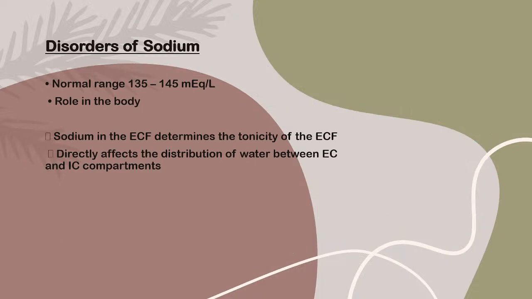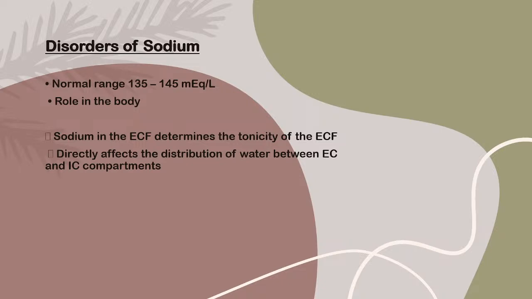Now we would be discussing these basic electrolytes. First of all, we would be discussing sodium. The normal concentration of sodium inside the body is around 135 to 145 milliequivalents per liter. So the normal sodium concentration is 135 to 145 milliequivalents per liter.